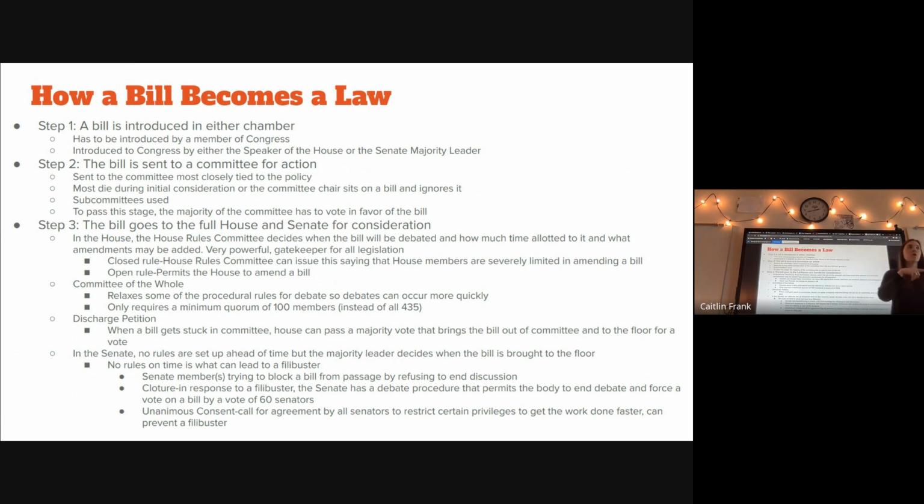Unanimous consent requires all 100 senators, but if all 100 senators agree, they can restrict privileges like the filibuster to limit how much debate is happening before the bill's voted on. So those are two ways of limiting the filibuster in the Senate. But unanimous consent is really difficult to do because you need all 100 senators, whereas with cloture, you only need 60 in order to stop debate and force a vote.